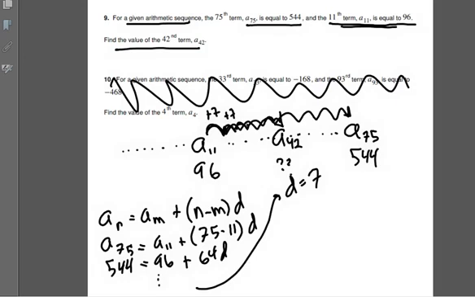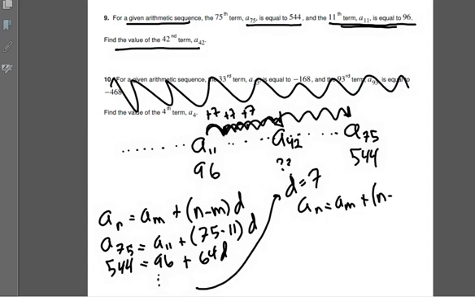So you can imagine I've got plus 7, plus 7, plus 7, plus 7, plus 7, plus 7, and I'm trying to get to 42. Well, that's not very difficult. I can just apply this same formula again to find out what the 42nd term is. Only this time my nth term is going to be 42 and my mth term is still going to be that a sub 11, but I'm not traveling all the way to 75. I'm just going right here.